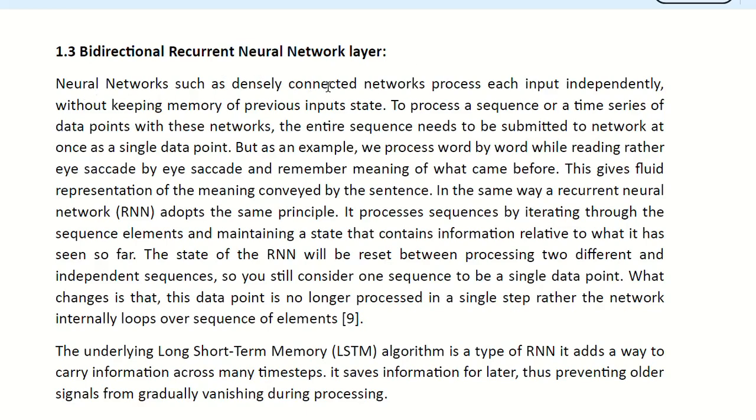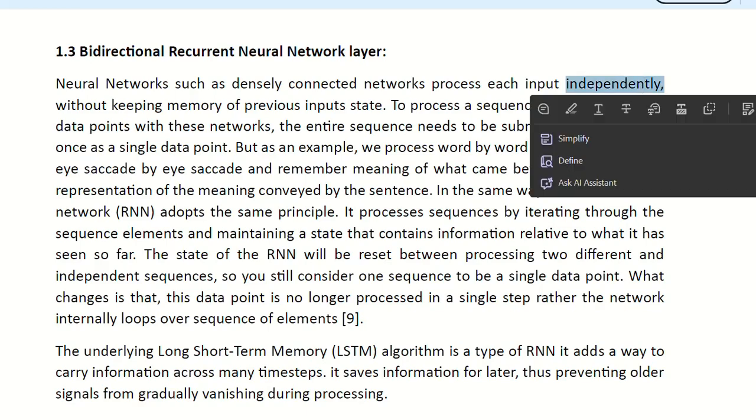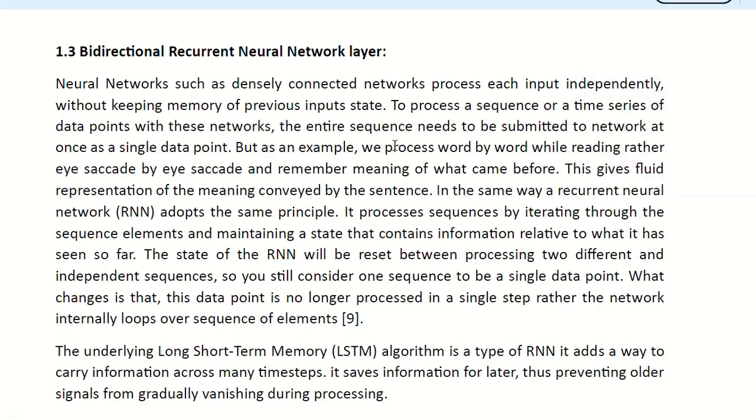Neural networks such as densely connected networks process each input independently. In dense layers, each input is processed independently. But in a sentence, we cannot process words independently. The meaning of a word depends on the previous word. So while reading, we also start to construct meaning.